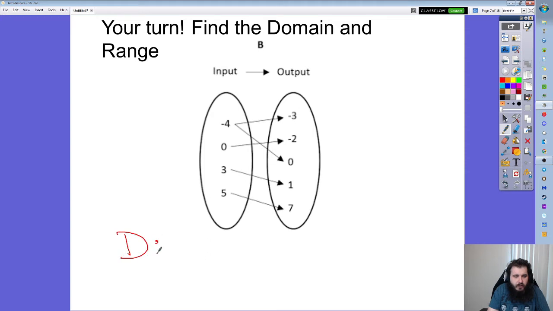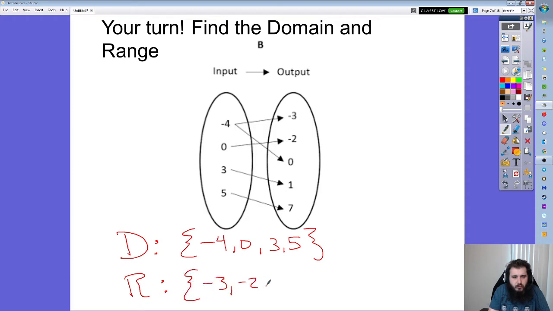But again, we're going to write down our domain. These 4 numbers, -4, 0, 3, and 5. And then our range. These numbers, -3, -2, 0, 1, and 7. And that's all there is to it. It's just what numbers are in there. All right? Let's go forward.